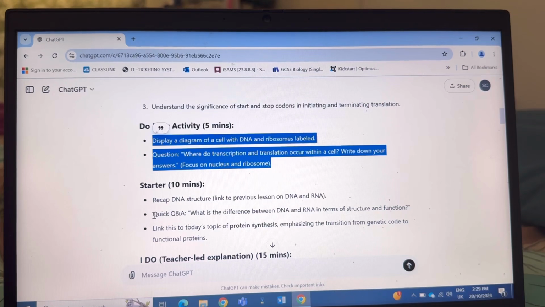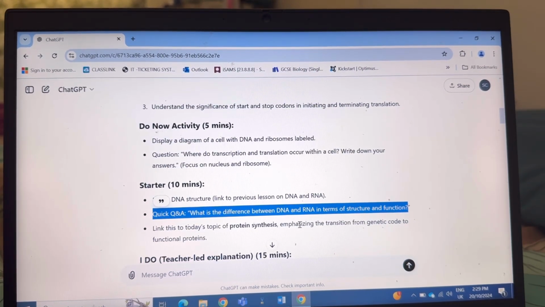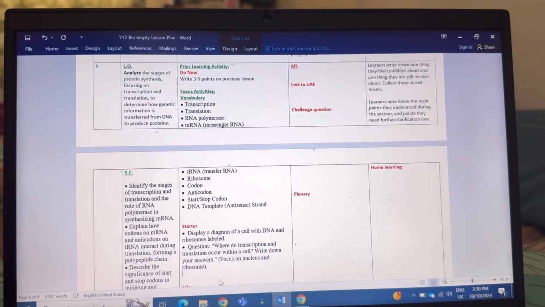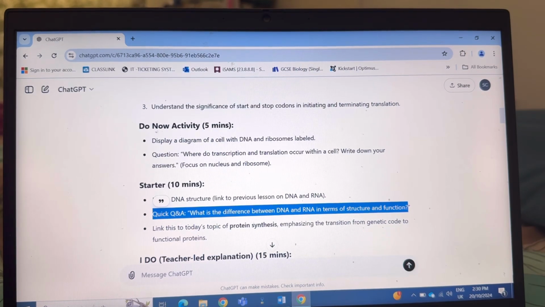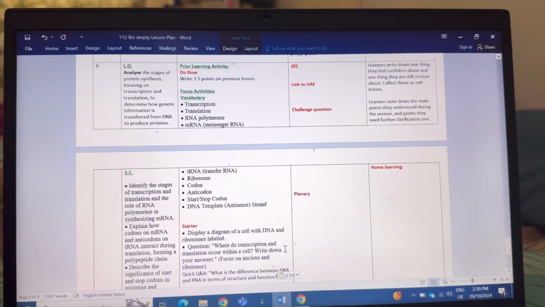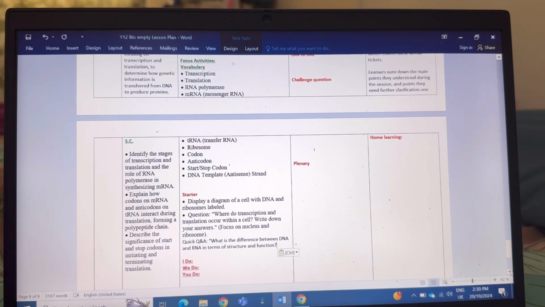I think this will be better. I'll ask them any one question, like the one given by ChatGPT already here. What is the difference between DNA and RNA in terms of structure and function? And I think this will be the best starter. Okay, so my starter is done. Next, I'll go to the main body of the lesson. So main body of the lesson starts from here.